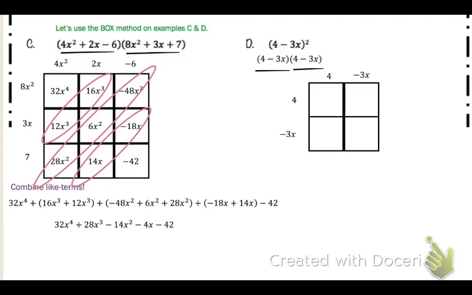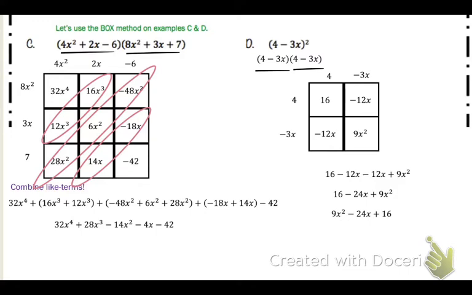So we have 4 times 4 is 16. 4 times negative 3x is negative 12x. 4 times negative 3x again is negative 12x. Negative 3x times negative 3x is 9x squared. Okay, then we combine like terms. So we have 16 minus 12x plus 9x squared. The negative 12x's will combine to become negative 24x. We want this in standard form though, so I'm just going to switch this. So it's 9x squared minus 24x plus 16.